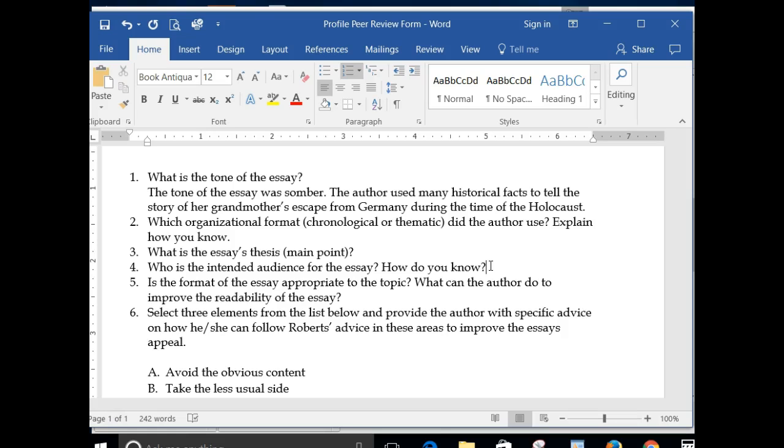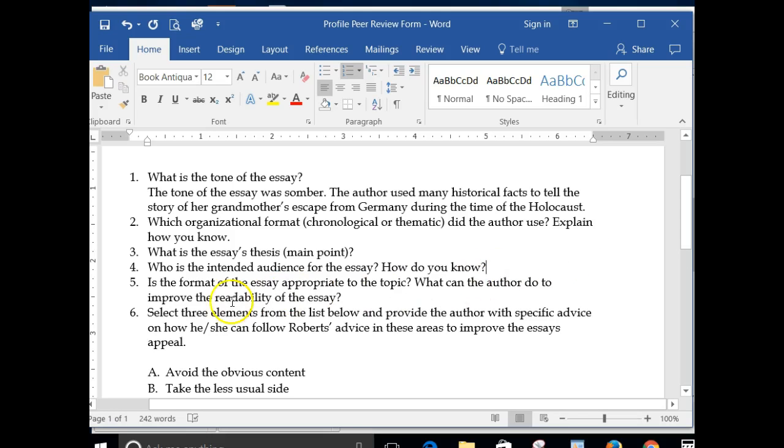And then the next one, number 5, says, is the format of the essay appropriate to the topic? What can the author do to improve the readability of the essay? With this question, I want you to be creative and also imaginative, and think about if you were scrolling through the internet, wherever it is that you read things, would you stop and read this? Would it get your attention? And if it doesn't get your attention, what suggestions do you have for the author to help it get a reader's attention? So that's what I'm talking about.